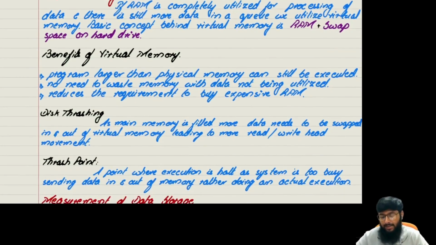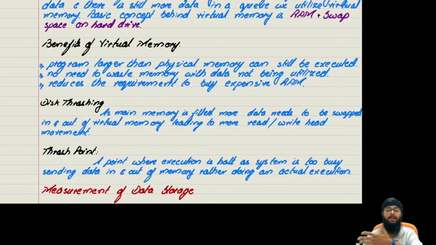Now as we discussed, there are a few benefits as well. Now what are those benefits? Number one, it says a program larger than the physical memory can still be executed. Physical memory is referred to as RAM over here. This is because part of it is going to be stored in the hard disk drive, and once the RAM is free, the remaining part of that particular instruction can come in. No need to waste memory with data not being utilized, and similarly you do not need to buy excessive RAM for a huge amount of money. You can just create a virtual memory.